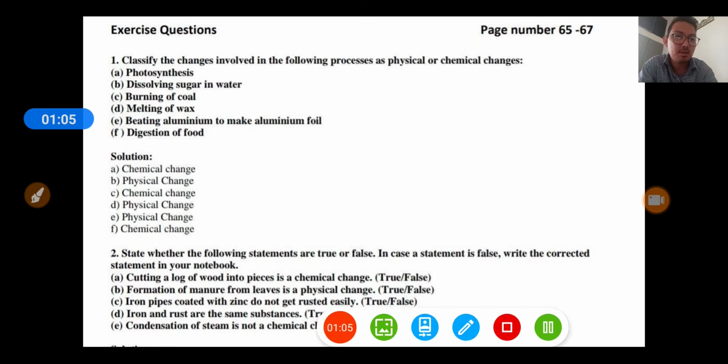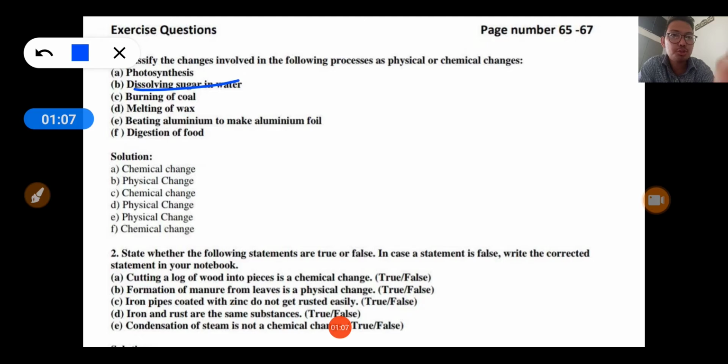Coming to the part B, dissolution of sugar in water. See, when we dissolve sugar in water, crystals of sugar from solid state get dissolved and converted into liquid state, but there is no change in the chemical property of sugar. So this is again an example of physical change.